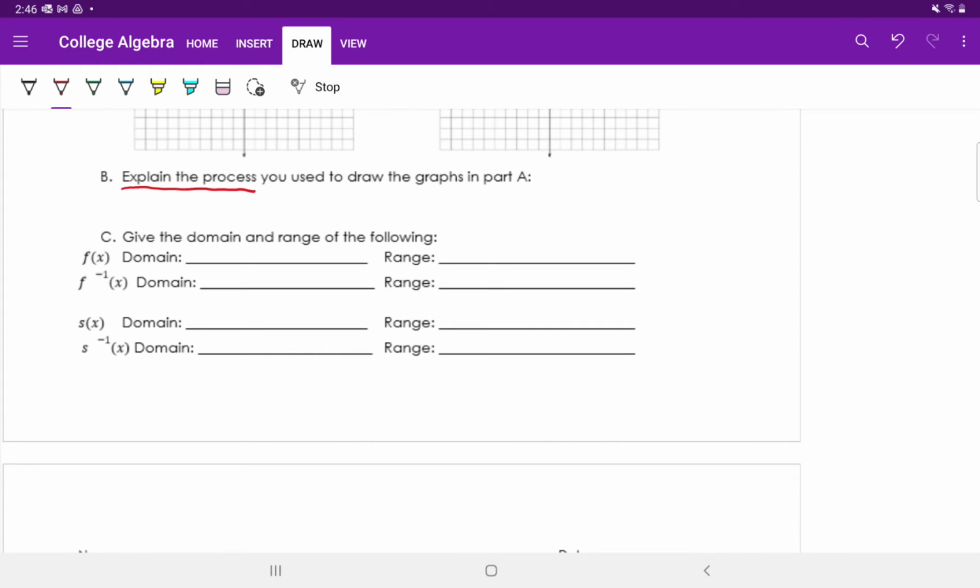And then finally, part C, we just discussed this. If you know the domain and the range of f, you can easily find the domain and the range of f inverse because they're just reversed, or vice versa. If you know the domain and range of f inverse, you can easily find the domain and range of f because it's reversed.